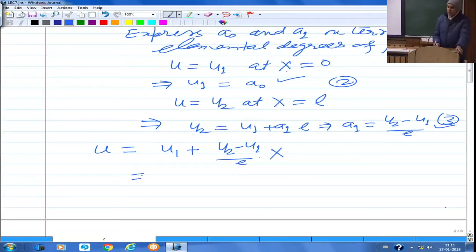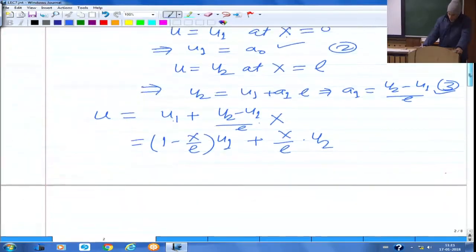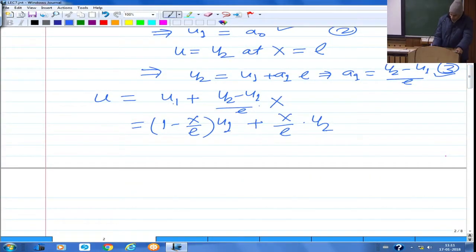And now what additionally we do is we collect the coefficient of u1 and u2 separately. So the coefficient of u1 is 1 minus x by l. So we have one term here, 1 minus x by l into u1, and then the coefficient of u2 is x by small l into u2. So we can write it like this. Now see, we call these the nodal degrees of freedom, u1 at first node, u2 at second node, and these are referred to as shape functions, because these functions decide how u is going to vary within the element from u1 at left into u2 at right end.